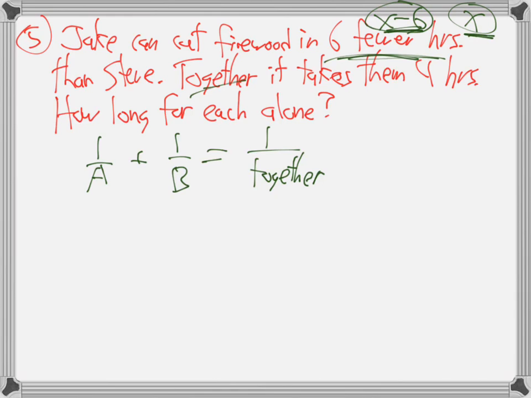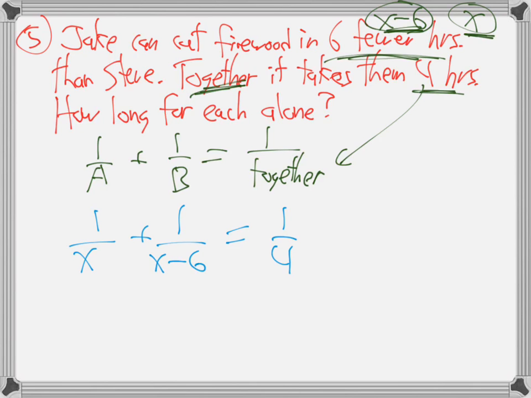And then the together, 4 hours. So that goes right there, huh? That's making sense? So this will be 1 over 4. And then what's going to go for the A and the B? X and X minus 6. Either order doesn't matter at all. You can swap them, X minus 6 or vice versa, whatever. Does that make sense how I came to that setup?